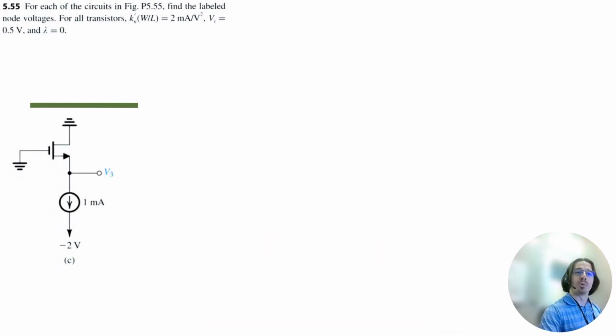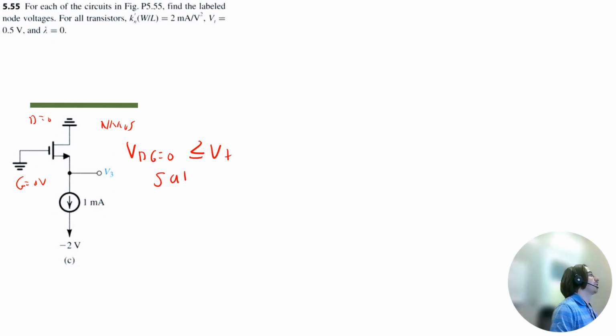Okay, let's solve for circuit C. This is pretty similar to the last two. We have an NMOS device, and we have the drain grounded at 0 volts and the gate grounded at 0 volts. And we know that the voltage from drain to gate is equal to 0, which is less than the threshold voltage. So once again, this device is operating in saturation.